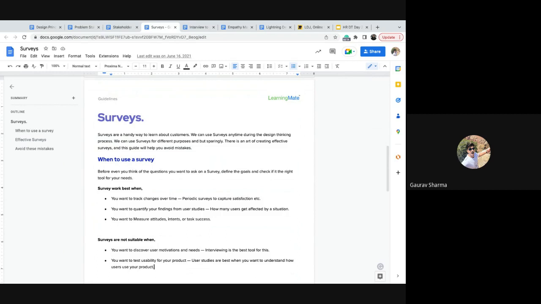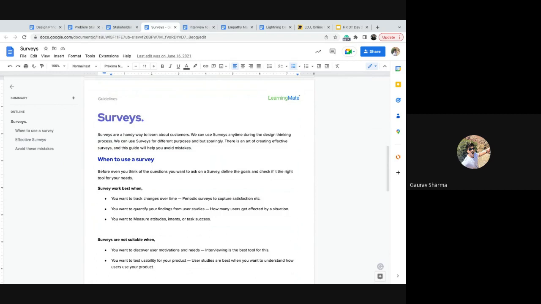And when you want to measure attitudes and intents or task success, that is where you run surveys. Now, surveys are not suitable when you want to discover user motivations and needs. So when you're trying to ask people what would work with you and what would not work with you, do you want to go out and play football or cricket? Motivations are completely different, right? And survey might not be the right tool to do that. Interviewing is the best tool to do that when we try to understand the motivations of users.